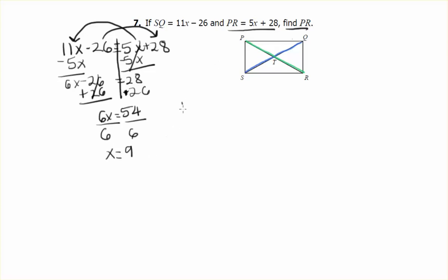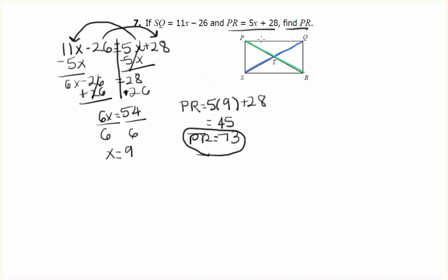So we would have then that PR equals 5 times 9 plus 28. Which would be 45 plus 28. So then PR equals 73. We're done with 7. So 7 used the rectangular property that your diagonals are congruent.